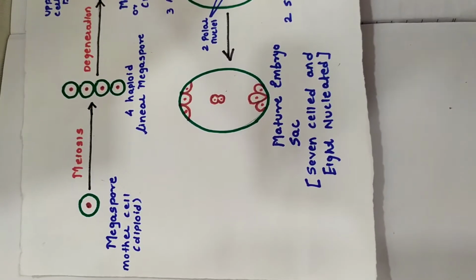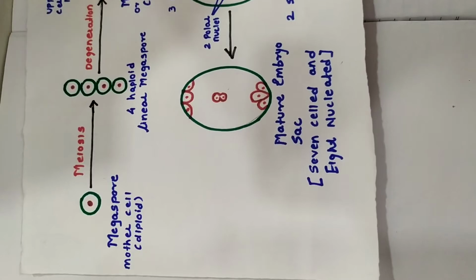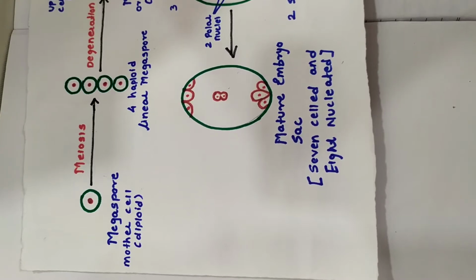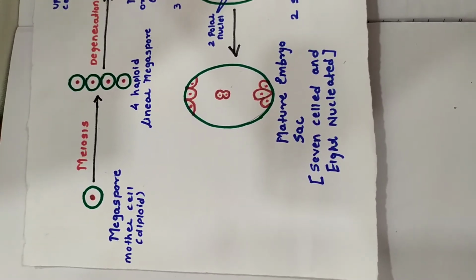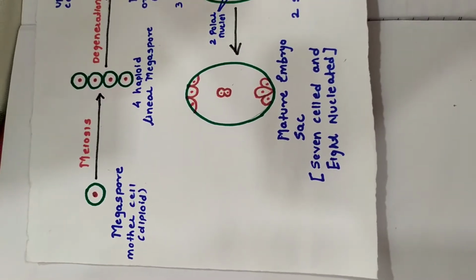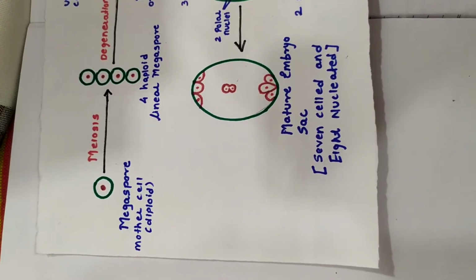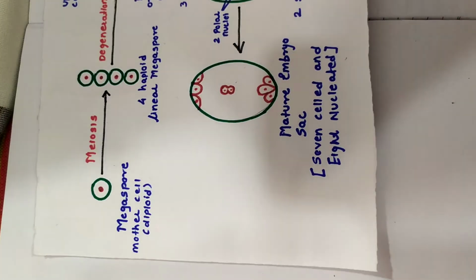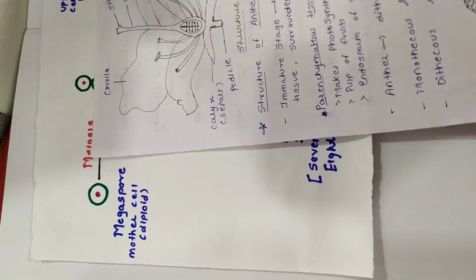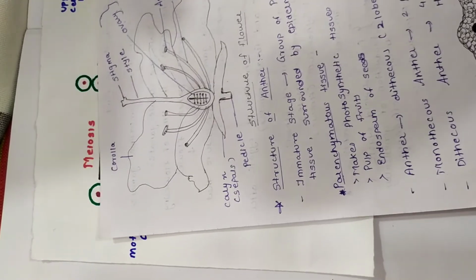Now, what is megasporogenesis? The process of development of the megaspore is known as megasporogenesis. Megaspore means the female gametophyte. The process of development of the megaspore is known as megasporogenesis. Right. Now, what are the parts of the female gametophyte?